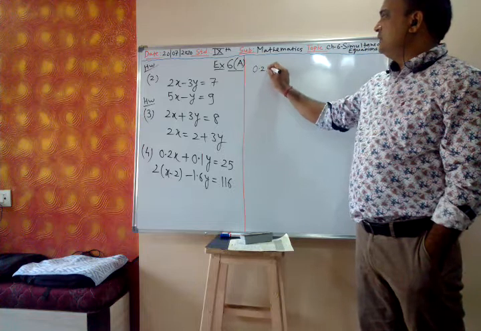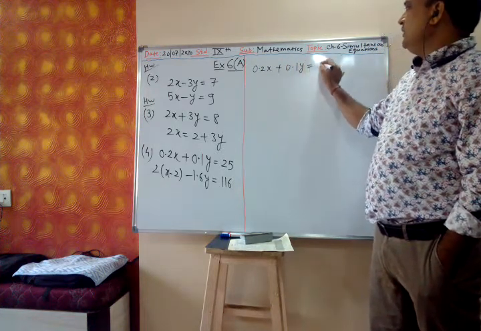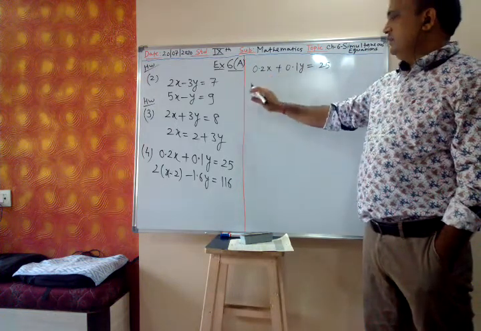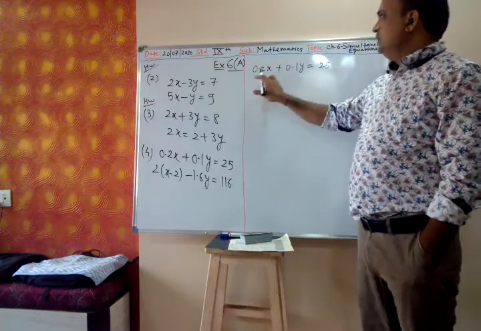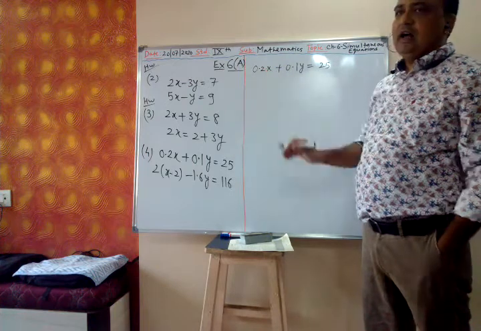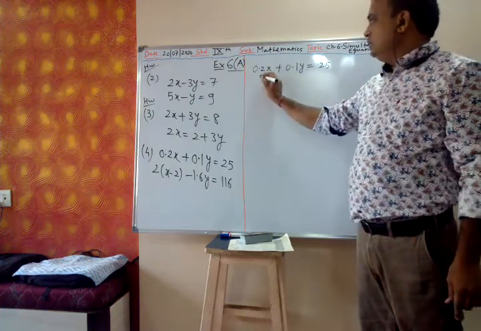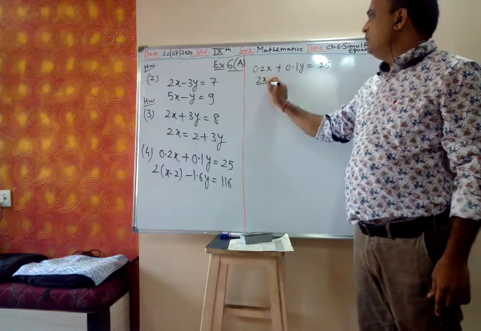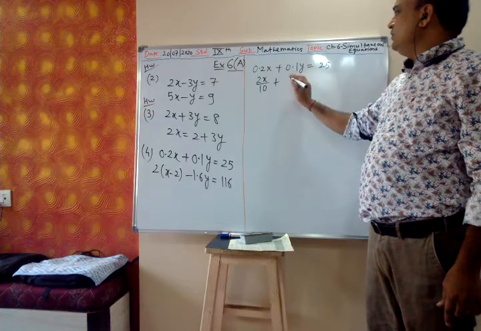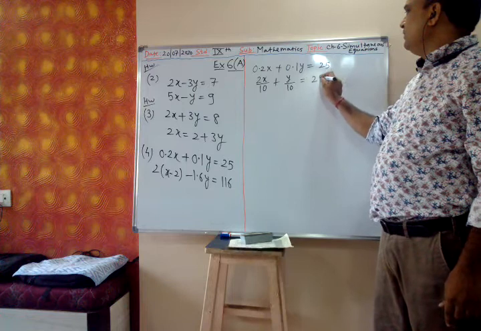0.2x plus 0.1y is equal to 25. So first we remove the decimal. First I will simplify equation 1. In 0.2, after the decimal there is one digit, so that is 2x upon 10, plus, after the decimal in 0.1 there is one digit, so this is y upon 10, is equal to 25.